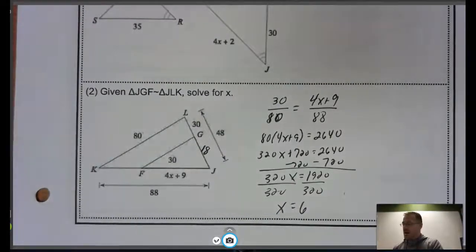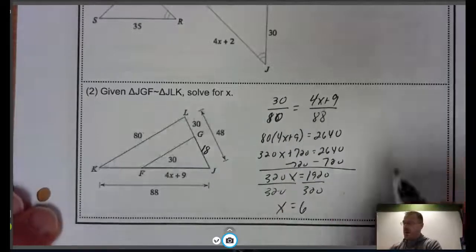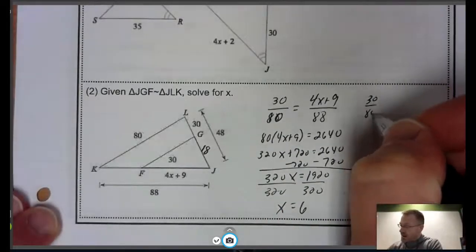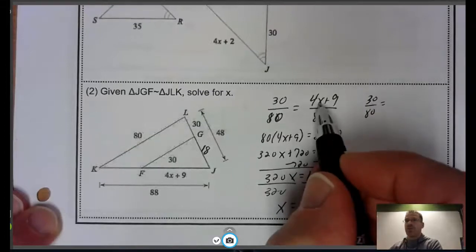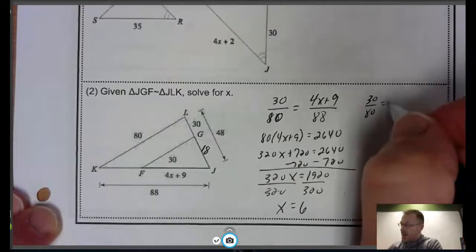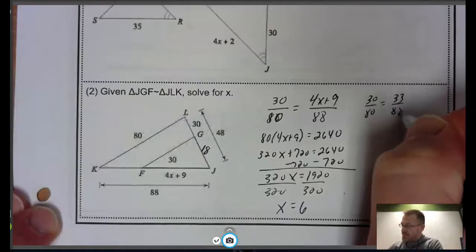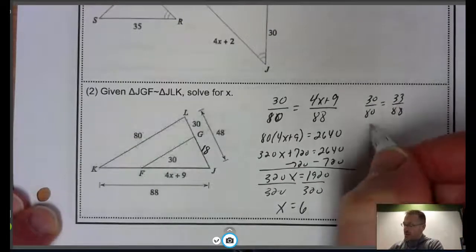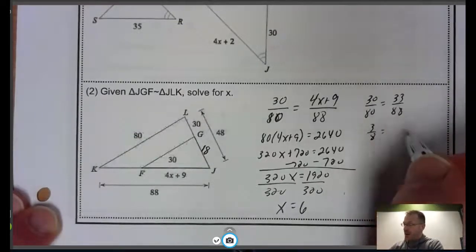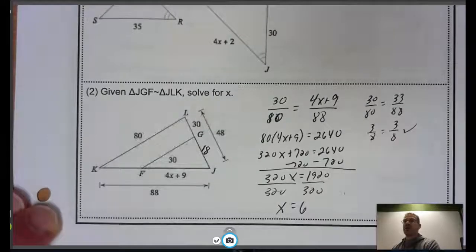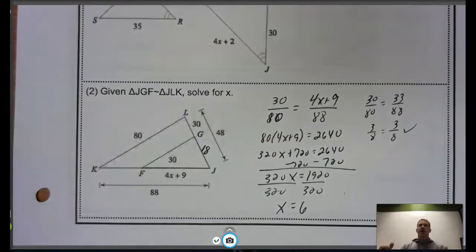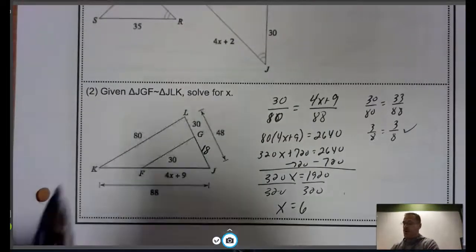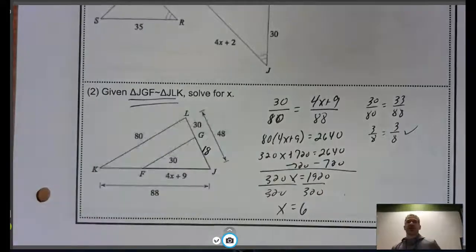Now once again, if we go back and plug that in, we have 30 over 80 equals, and then 4 times 6 is 24, 24 plus 9 is 33, so I get that. And notice, divide this by 10, that's 3/8. Divide both of these by 11, that's also 3/8. So when I plug 6 back in, I can see that that ratio does work out. And we know that it has to work out because of the given information that we started the problem with. Those two figures are similar, therefore the sides have to be proportional.